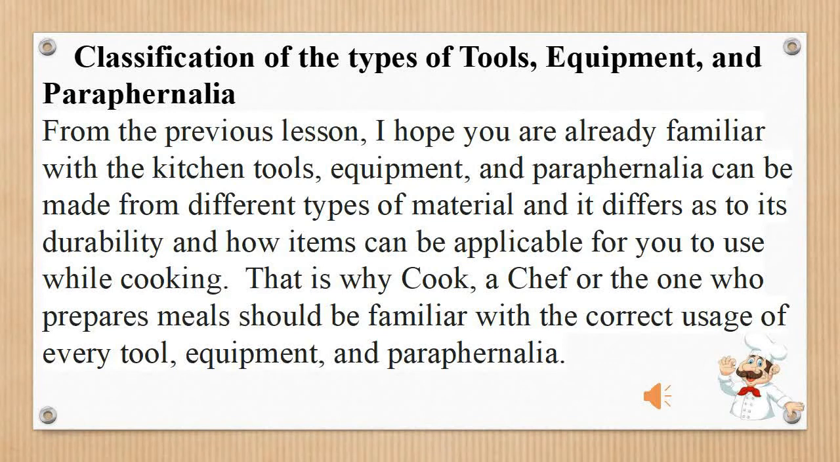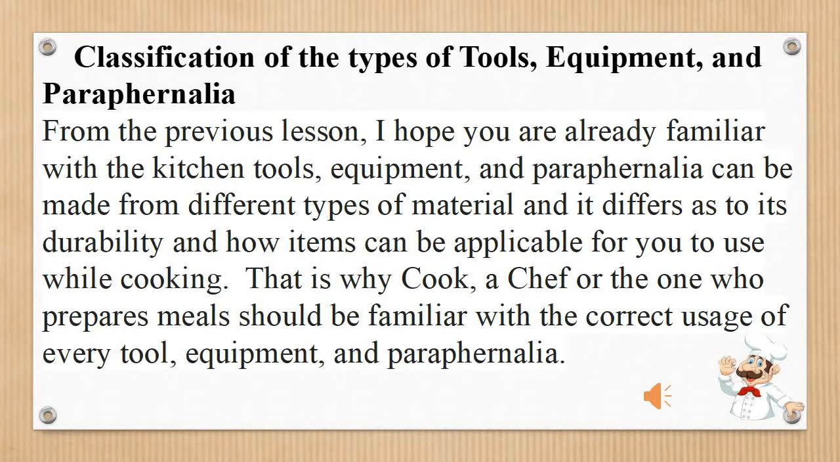Let us now proceed to the brief introduction of the lesson: classification of the types of tools, equipment, and paraphernalia. From the previous lesson, I hope you are already familiar with the kitchen tools, equipment, and paraphernalia. They can be made from different types of material, and they differ in durability and in how applicable they are for you to use while cooking.